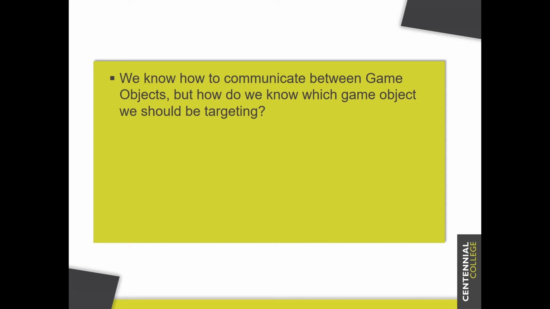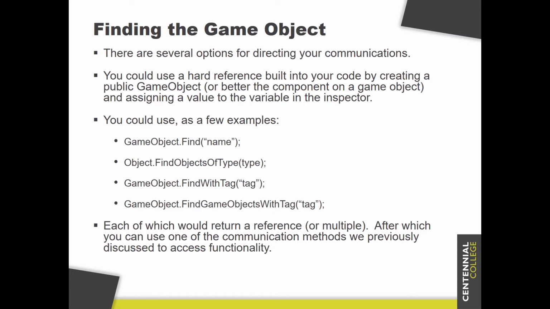Ultimately, we're going to talk about the use of triggers, but today I want to talk about some of the other options that are available to us. Particularly, I'd like to talk about GameObject.Find based on the name, Object.FindObjectsOfType based on a type you're looking for, GameObject.FindWithTag based on a tag, and lastly, GameObject.FindGameObjectsWithTag, which returns multiple references to everything that has that particular tag.